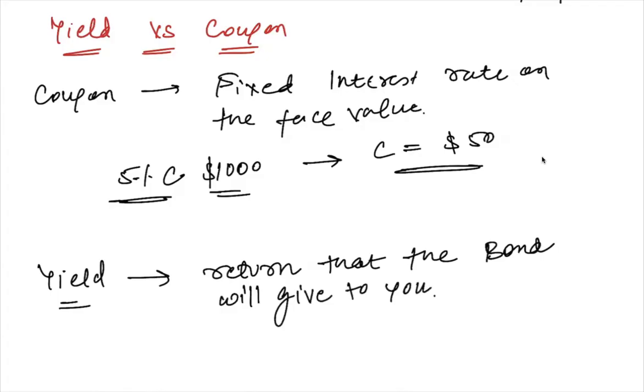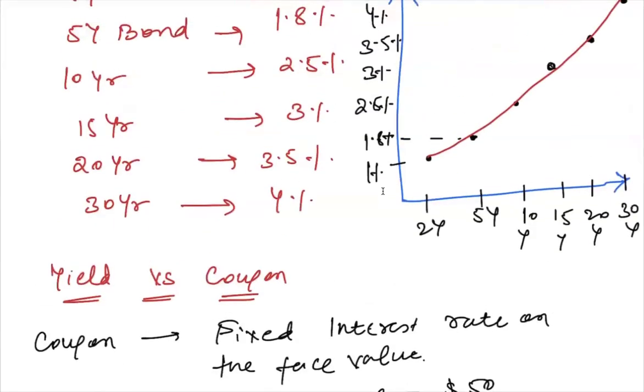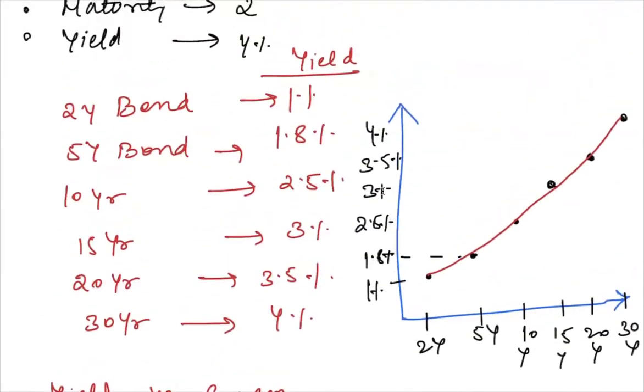Okay, it is the return that the bond will give to you. Is it clear? This yield is nothing but the return that the bond will give to you. Okay, perfect. So let's look at different yield curve shapes. Just make sure you understand this simple thing, that this yield is the return.